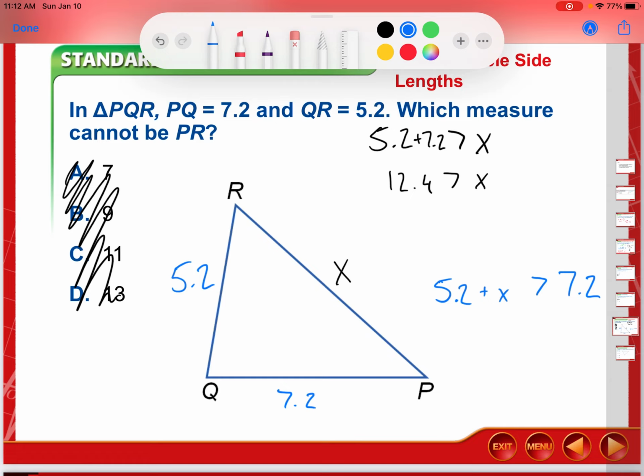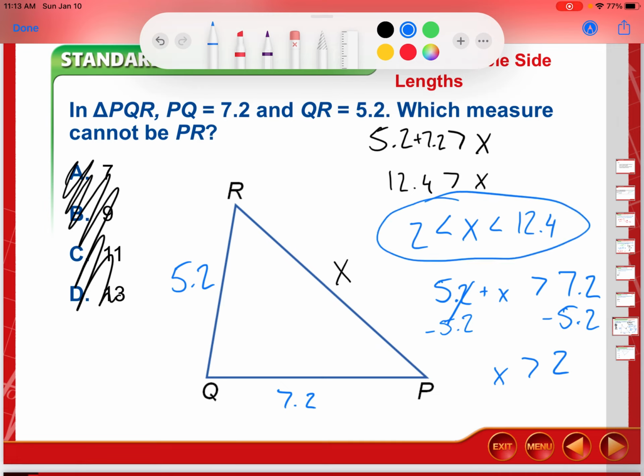In order to do that, we would subtract 5.2 from both sides, because when we're solving an inequality, we're operating kind of the same way as we do with an equation. It's a little bit trickier in some cases, but typically when we're just adding and subtracting, it's pretty straightforward. So in this case, x has to be bigger than 2. So we would say x is greater than 2 and smaller than 12.4.